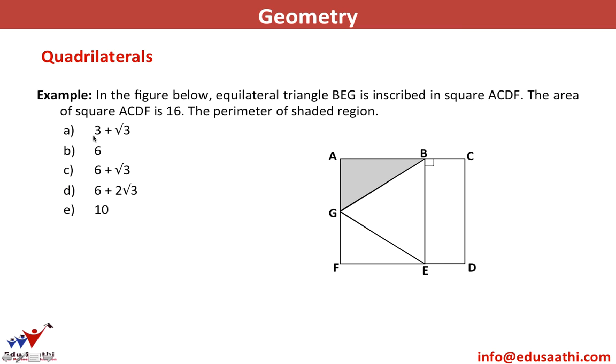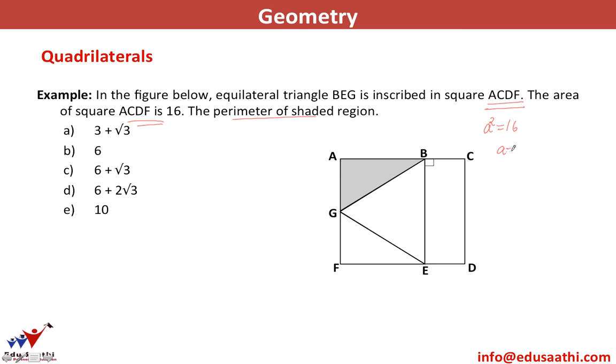Let's look at another example. In the figure given below, equilateral triangle BEG is inscribed in a square ACDF. The area of the square is 16. Find the perimeter of the shaded region. So area of the square is a square, which is equal to 16.